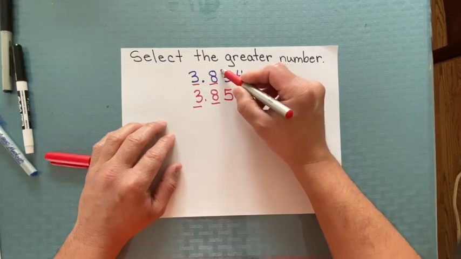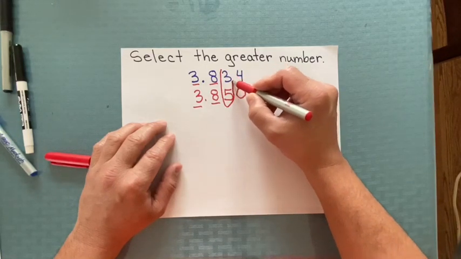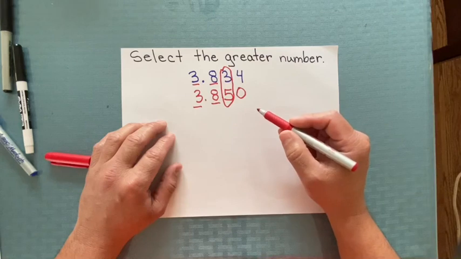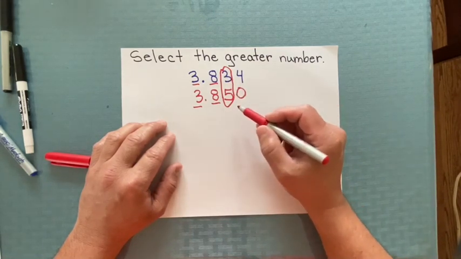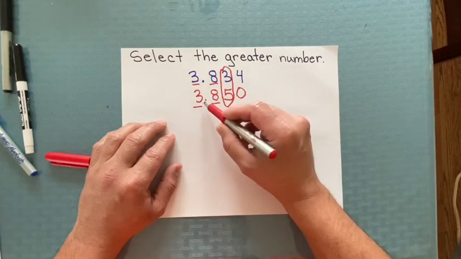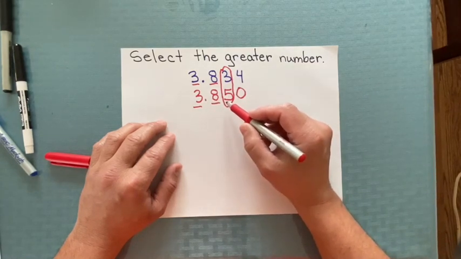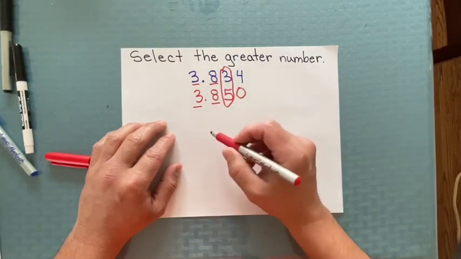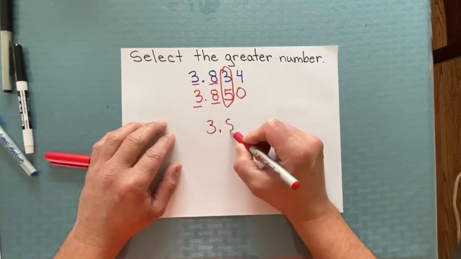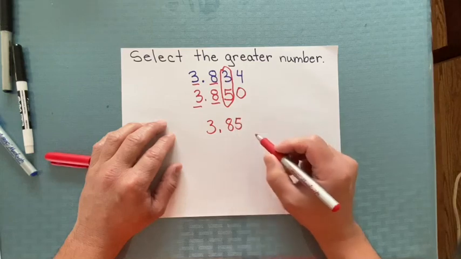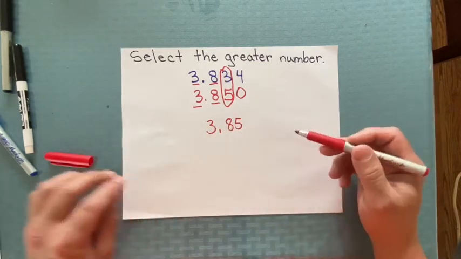Now, you're going to notice that when you get to the hundredths spot, that is the first place where the digits are different. Now, the 5 is greater than the 3. Therefore, 3 and 85 hundredths is greater than 3 and 834 thousandths. So our answer here will be 3 and 85 hundredths. And you could drop the 0 there.